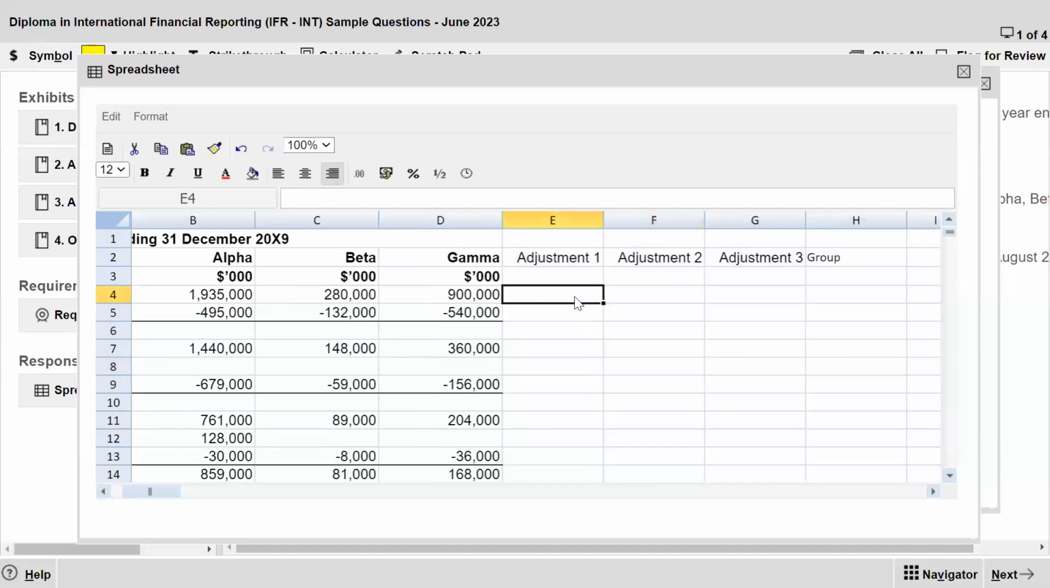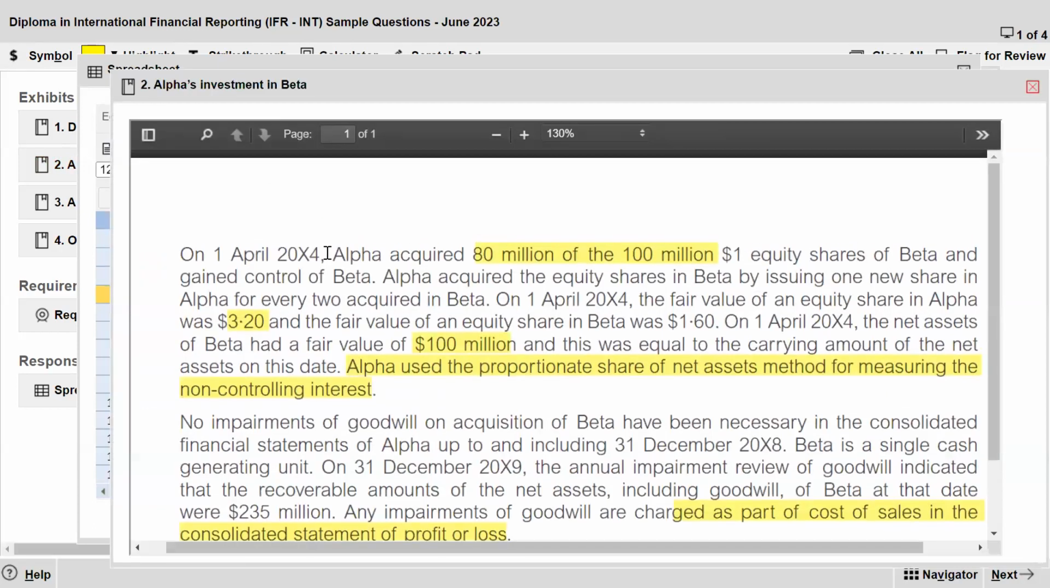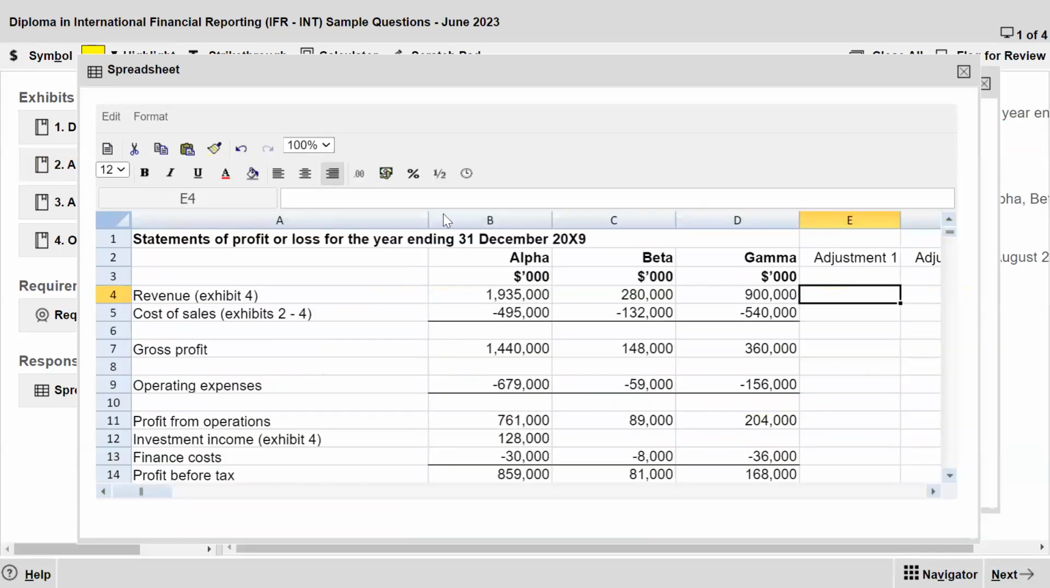Now, basically, this company, Alpha plus Beta. Now, was Beta your subsidiary for the whole of the year? When did you acquire Beta? You acquired Beta on 1st April, a few years ago, right?